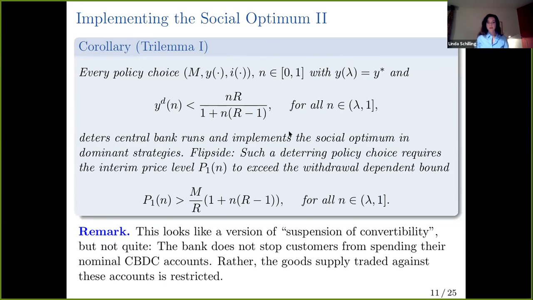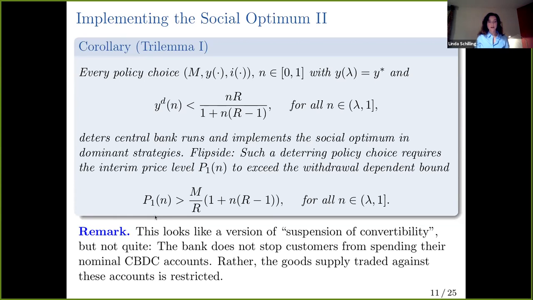Now here's the flip side. If you shorten the goods supply so much, this requires that the price level at time 1 is large, and in particular flexible. So the price stability goal cannot be attained. It's rather that the central bank uses the inflation threat to achieve her other goals.